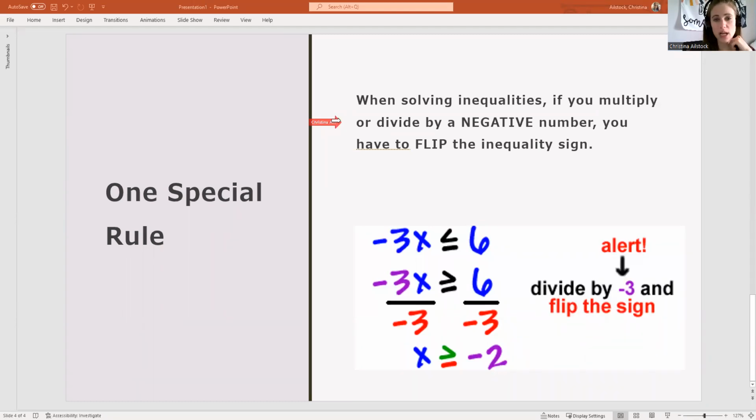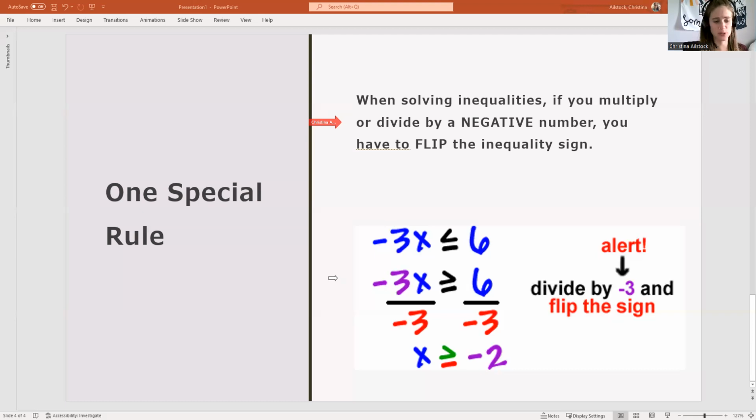Because if we think about what a negative means, a negative is making that number the opposite already. So 5 and negative 5, those are opposites. So the negative version of 5 is the opposite, which is why if we multiply or divide by a negative number, we have to flip, basically make our inequality sign the opposite as well.